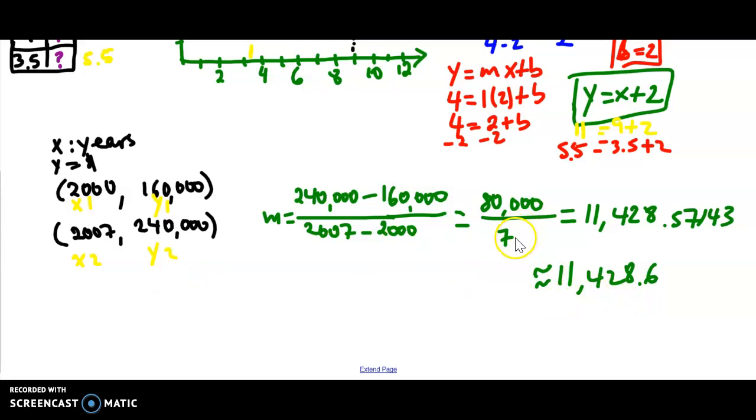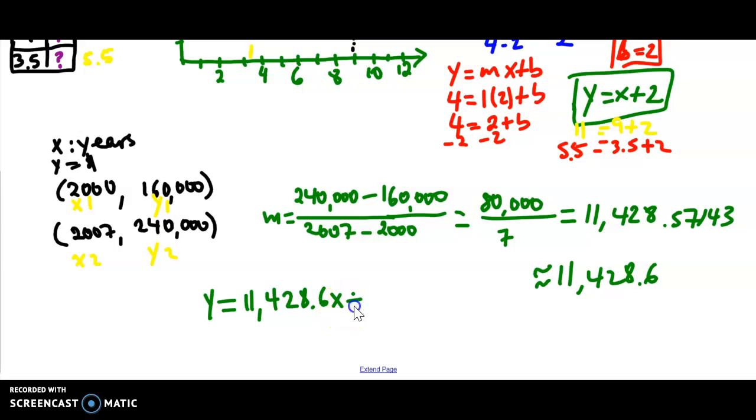So the slope in this specific scenario, in this specific problem, because you're dividing money over years, and houses, of course, right? You're talking about houses. It looks like every year that goes by, the value of a house increases by about $11,428.60. That's what it means. So I can set up a model for this problem. y equals my slope, I just got it, I'm increasing by 11,428.6 times x. x is the year, okay?